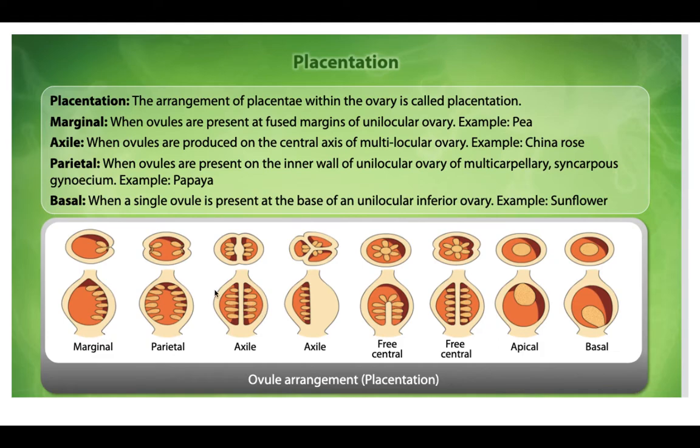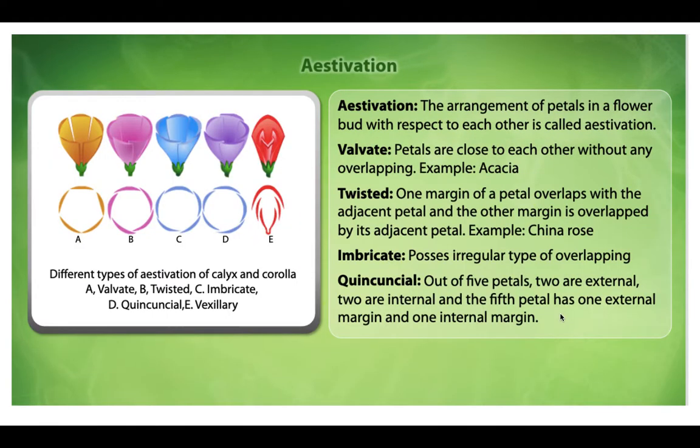And in case of parietal, ovules are present on the inner wall of the unilocular ovary of multicarpellary and syncarpous gynoecium. Example is papaya and cucumber. And basal type of placentation that you can see here is when a single ovule is present at the base of the unilocular inferior ovary. Example is sunflower.